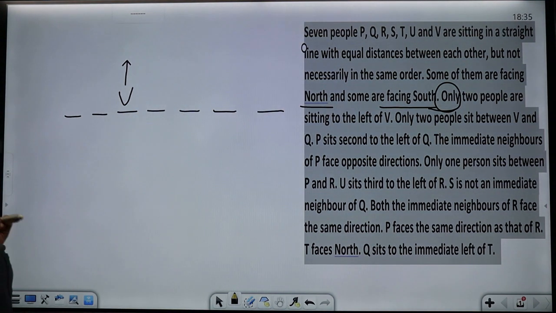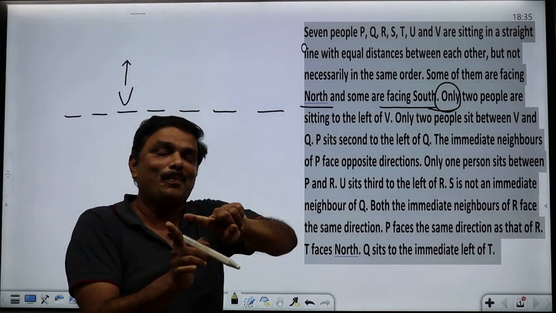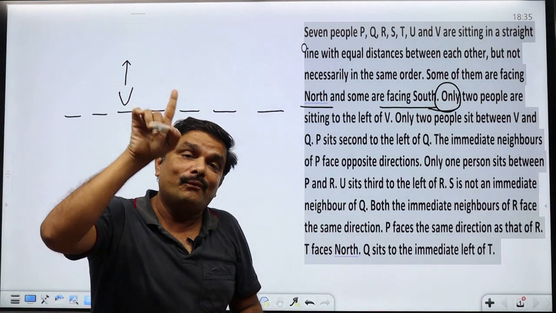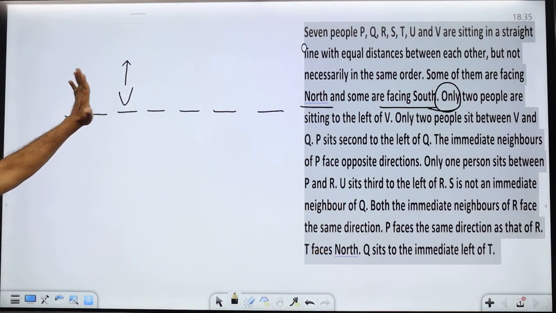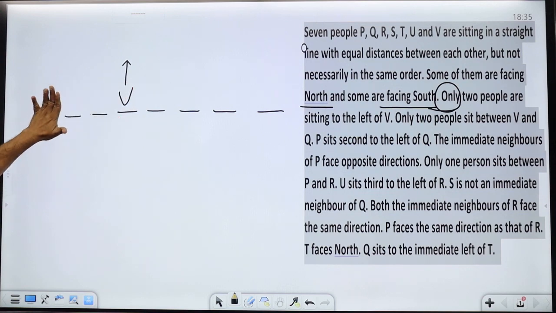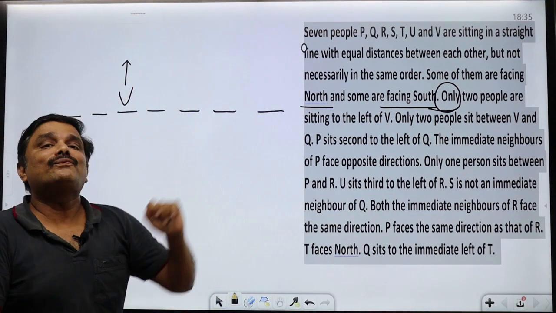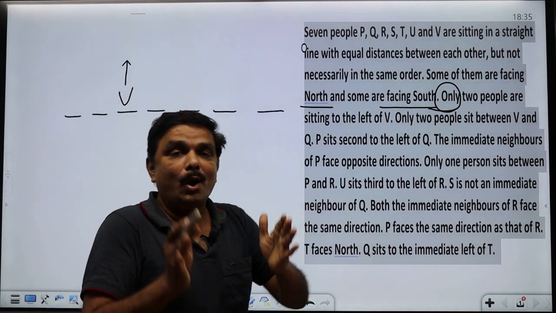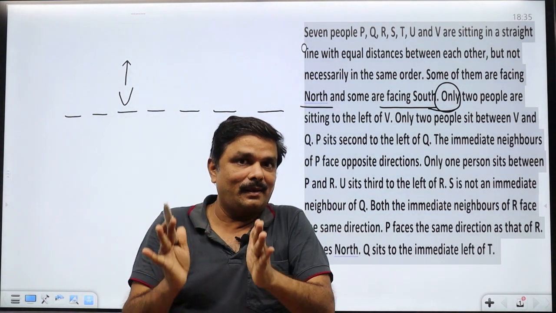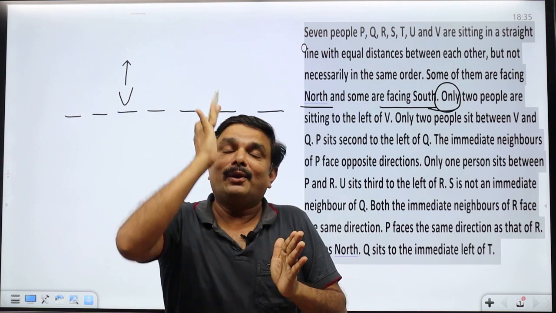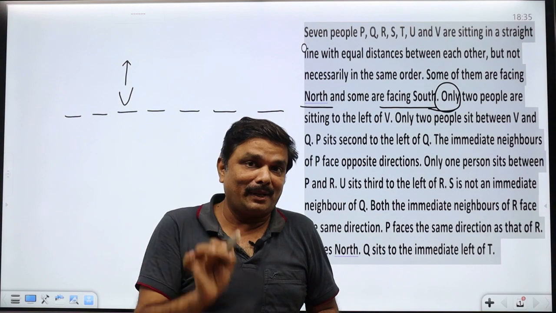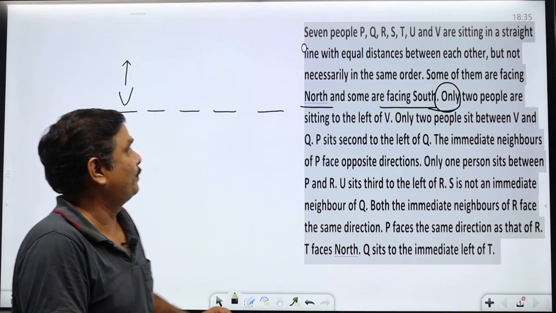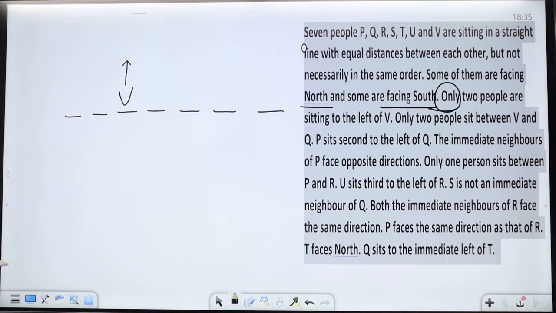That is the difference between 'only 2 people left of V' and just '2 people left of V'. Left of V means I am talking about 2 people who are left of V, not about these 4. When they use the word 'only', 2 persons are to the left side of V, which means the remaining 4 persons are on the right side of V. Remember this, I am telling you repeatedly. This is going to be a fantastic technique for many questions in puzzles and seating arrangement.